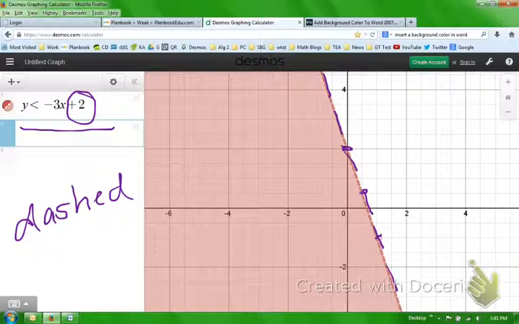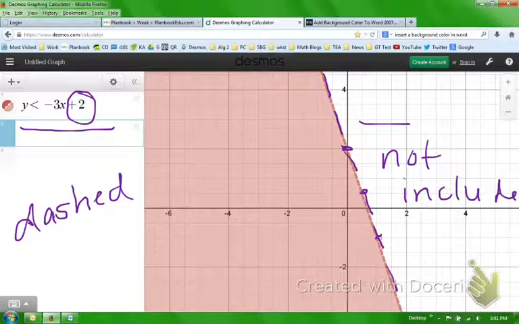So if I ask you if any point on this line is in the answer set, the answer would be no. These values are not included. They are excluded. Actually, that went right off the screen, didn't it?